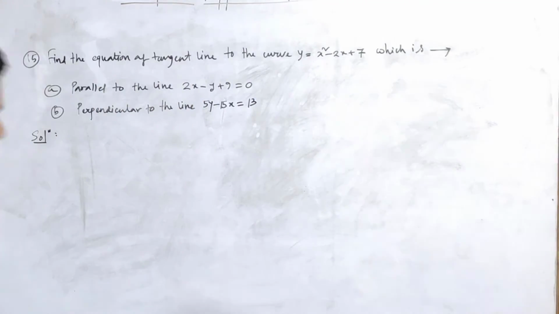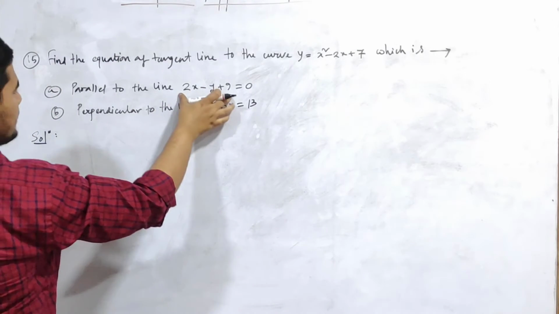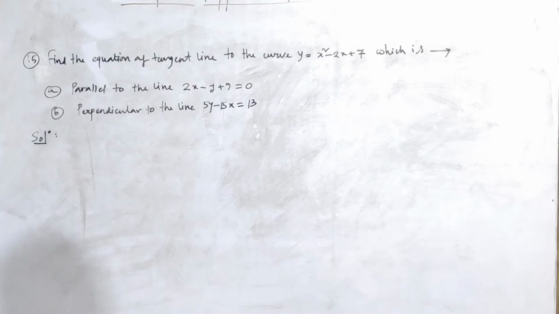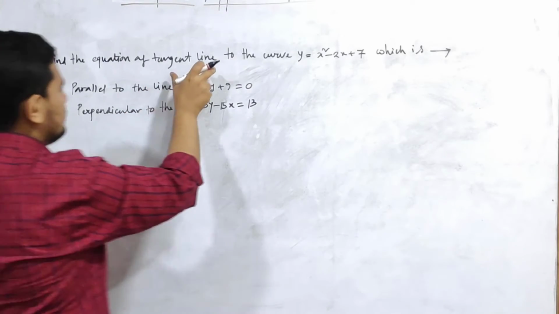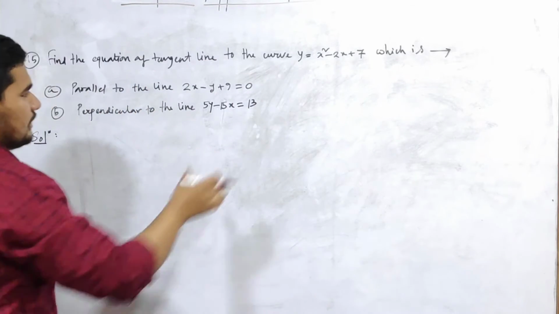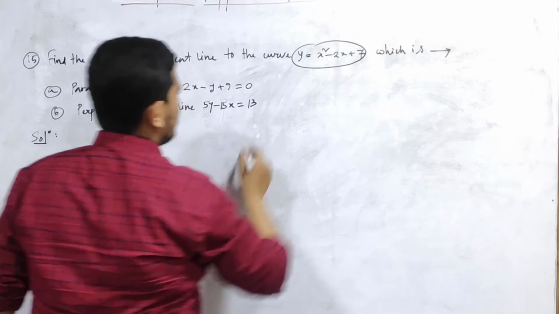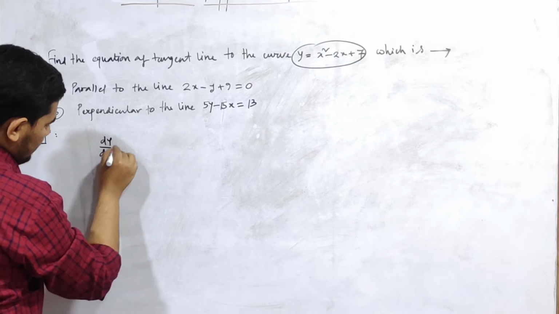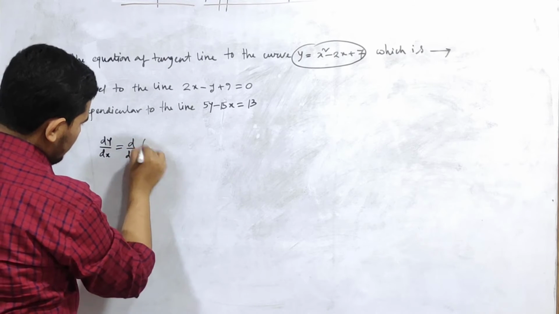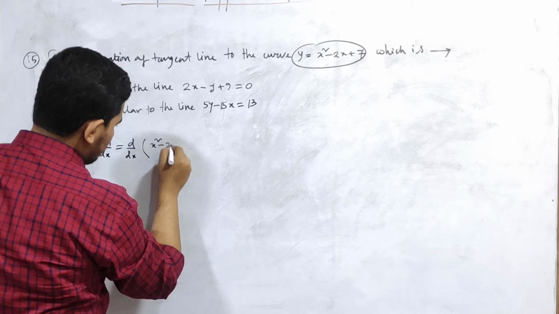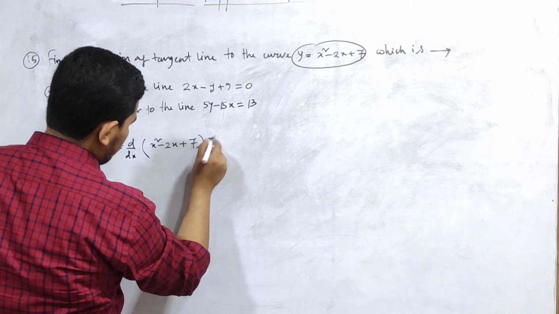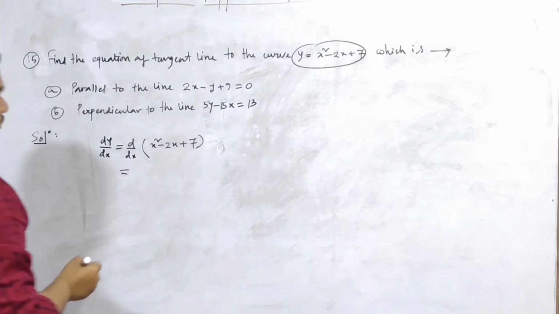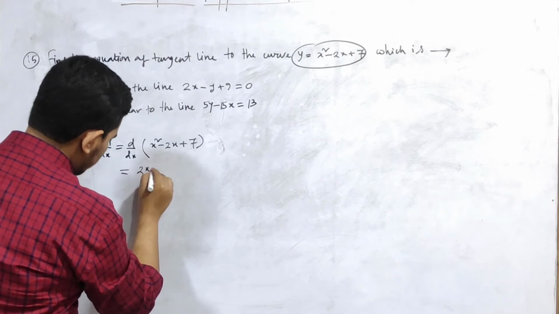So in this problem also we need to find the slope of this straight line and also this straight line. What we need to do is find the tangent line to the curve. Basically this is the curve and we need to find the derivative of that curve. So dy by dx equals d by dx of x square minus twice x plus 7. This is the curve, so what we will do here is differentiate.